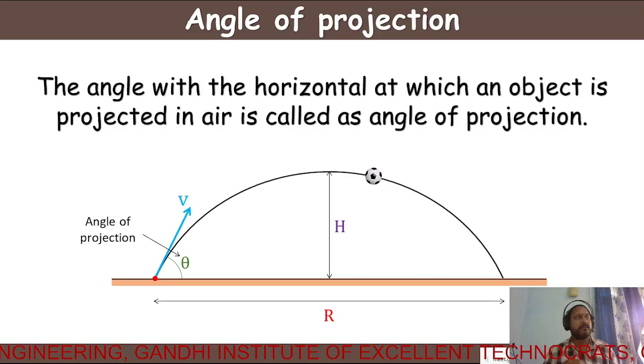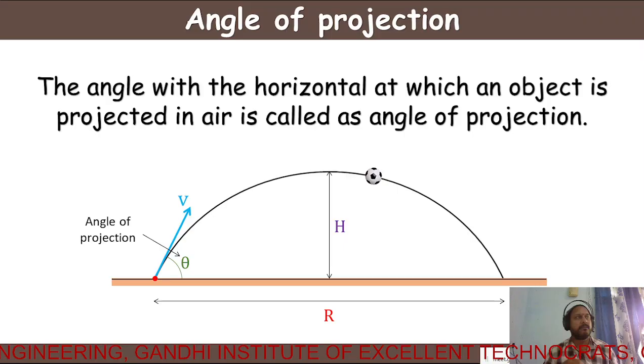What is the trajectory? Already I told you. The parabolic path. The parabolic path which is followed by the projectile in air is called the trajectory.